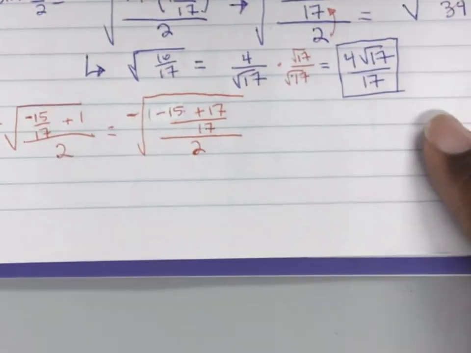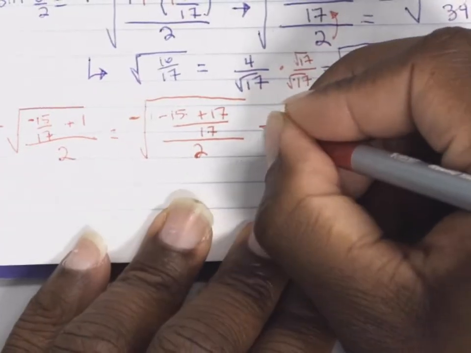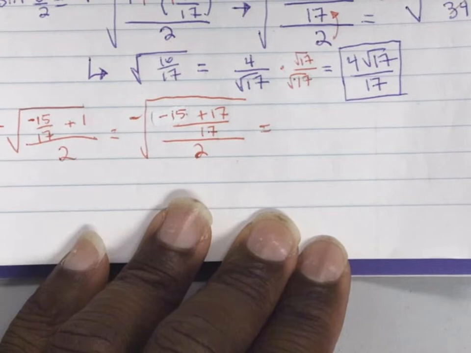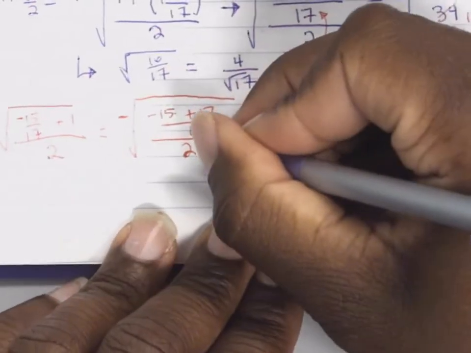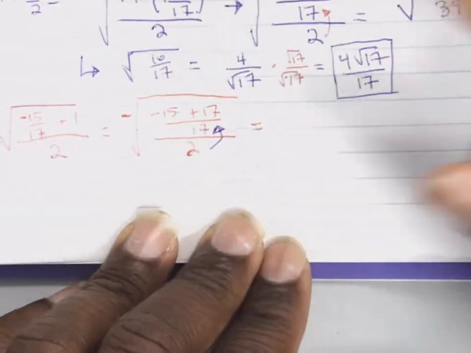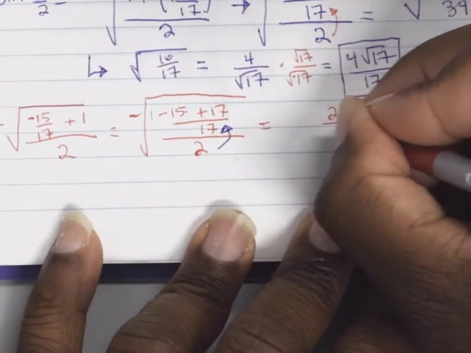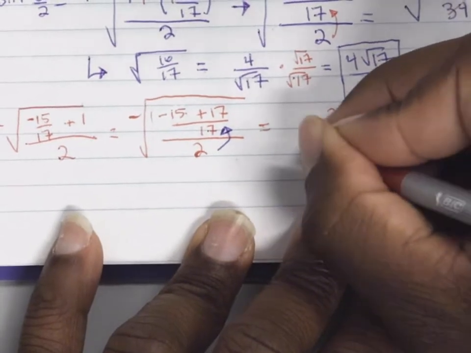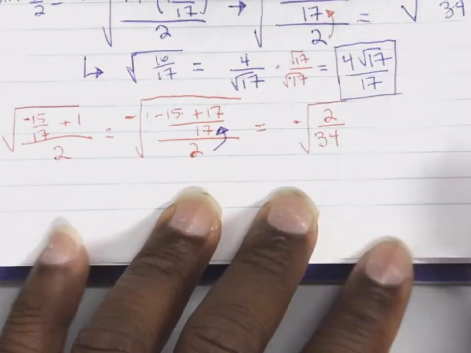All right, so negative 15 plus 17 is 2. Then on the bottom, I'll go ahead and multiply 2 times 17 to give me 34. So what I got is 2 over 34, all inside the radical, and the outcome is supposed to be negative since I'm in the second quadrant.